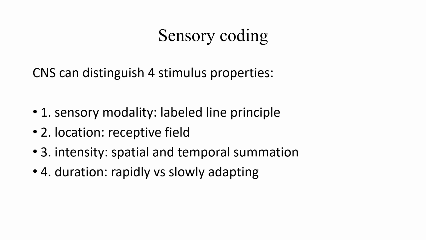So we learned now about sensory coding by the central nervous system and how it can distinguish different properties of the stimuli. For example, the central nervous system can know the sensory modality by what we call the labeled line principle, and the location of the stimulus by knowing where the receptive field was. It knows the intensity or the strength of a stimulus by having spatial or temporal summation, and the duration of the stimulus through adaptation.